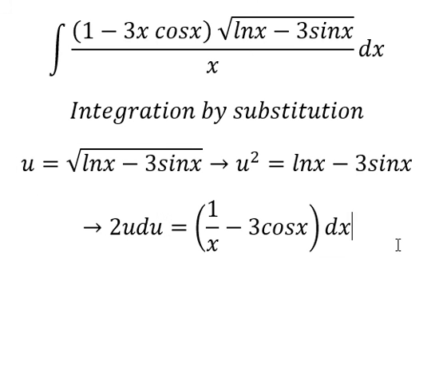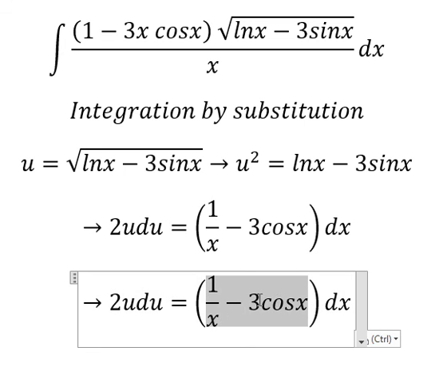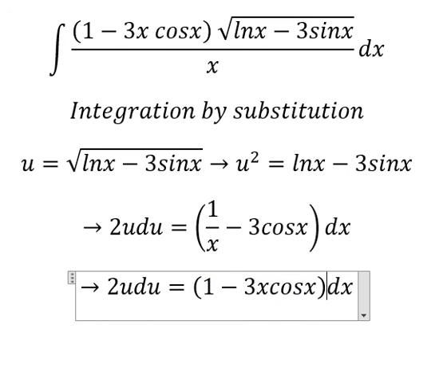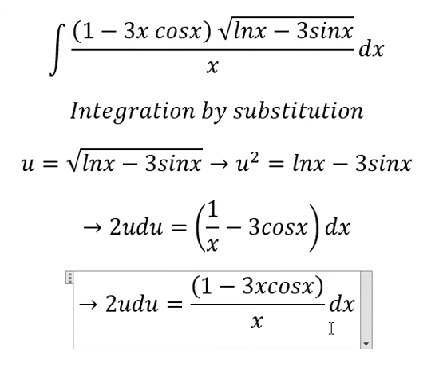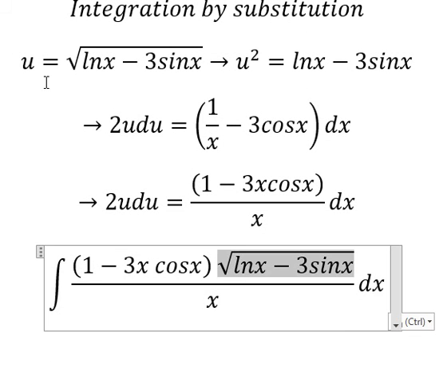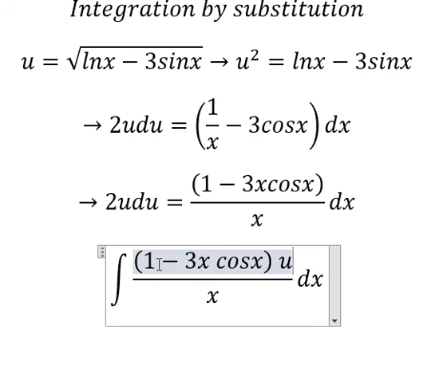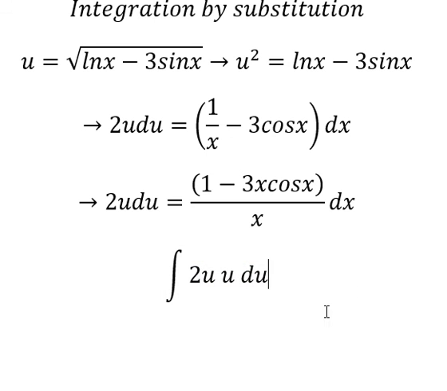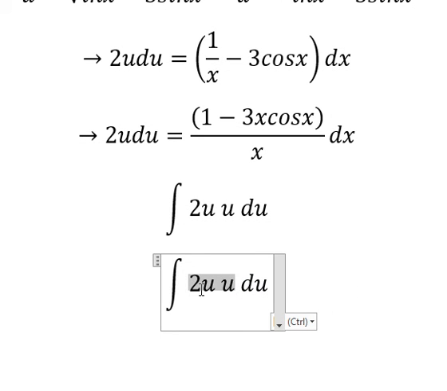Now we can do factorization in here, and that should be like this. So this one we change for u, 1 minus 3x cosine x over x dx, we change for 2u du. So this one we have u squared.